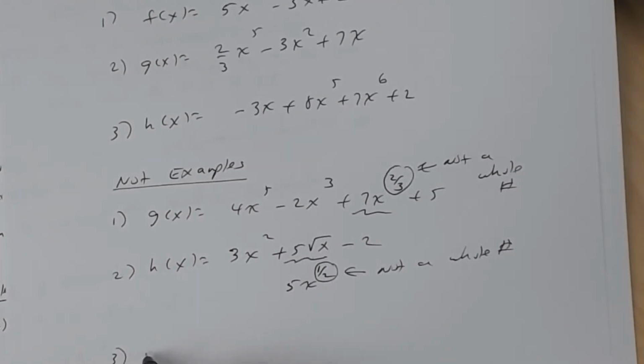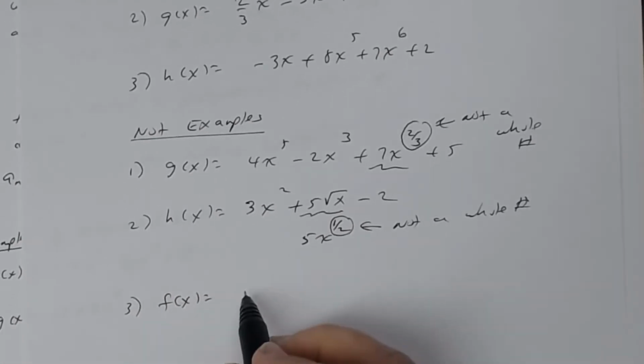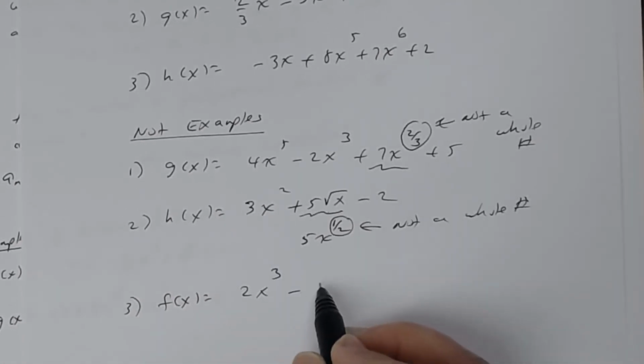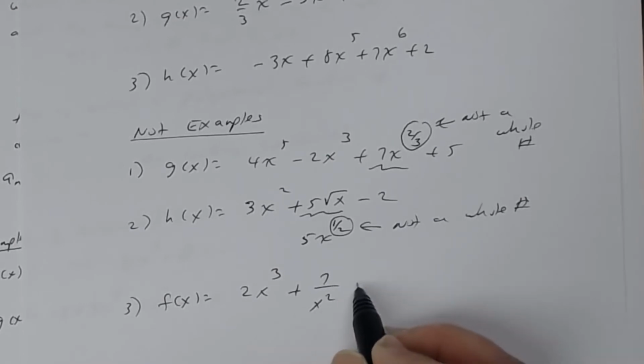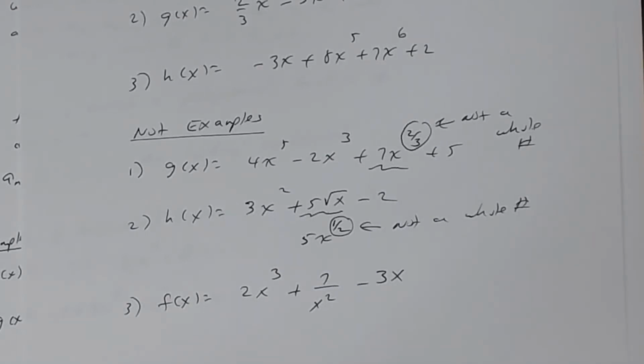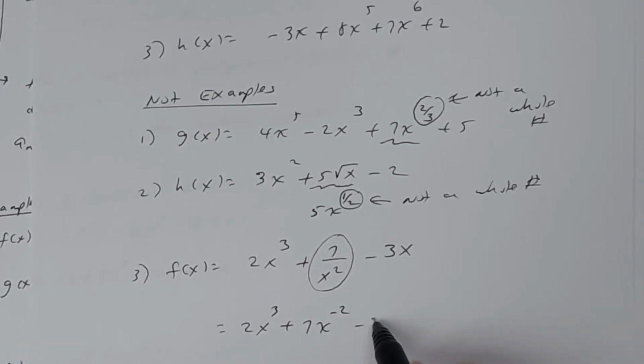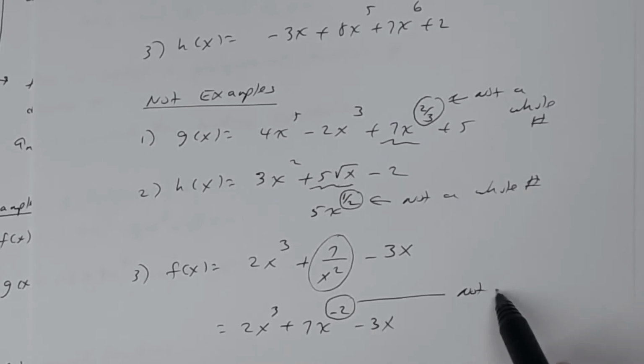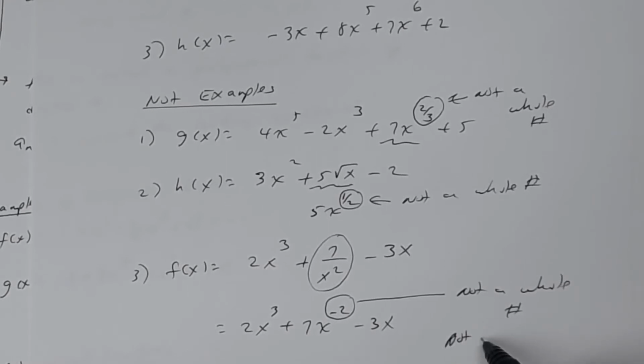Number 3, f of x equal 2x cubed plus 7 divided by x squared minus 3x. All right, so again, the issue here, the thing that makes this not a polynomial function is this right here. And if you remember 7 divided by x squared, 7 divided by x squared means this. Means I can write this as 7x to the negative 2nd power. So the issue is this right here. So my exponent is not a whole number. So in other words, it's not a positive integer.